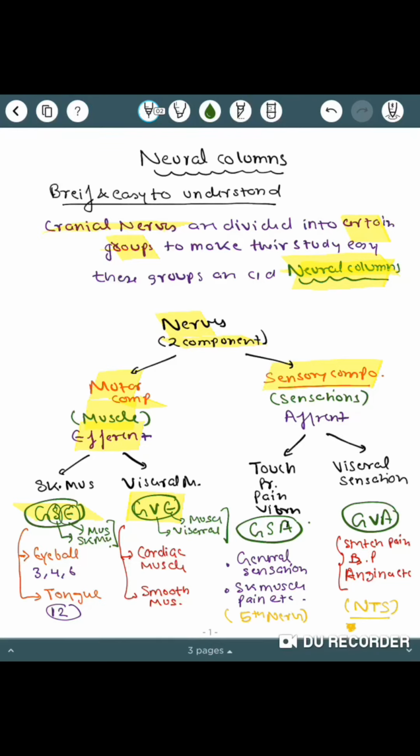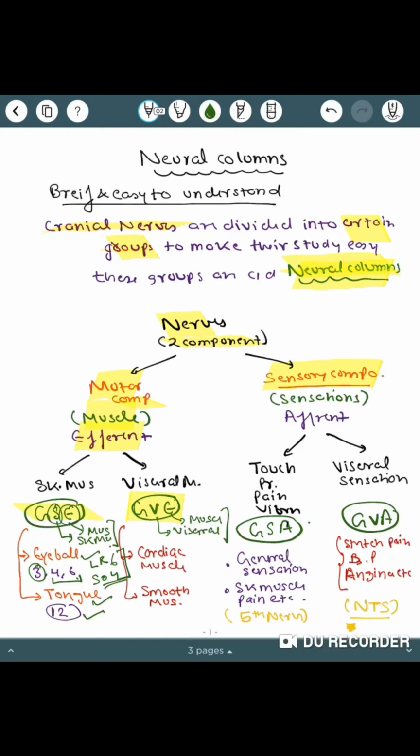So the skeletal muscles supplied by our cranial nerves are the eyeball muscles and the tongue muscle. Very easy to remember: for the eyeball we have cranial nerve 3, that is the oculomotor nerve, and 4 and 6, which supply one muscle each, that is we remember the mnemonic LR6 and SO4. This mnemonic you will study in head and neck. So the eyeball muscles are supplied by 3, 4, 6, and the tongue muscle by cranial nerve 12, that is the hypoglossal nerve. So GSE contains these nerves. So it is very easy to remember.